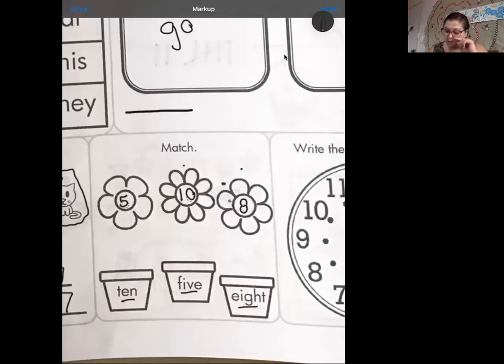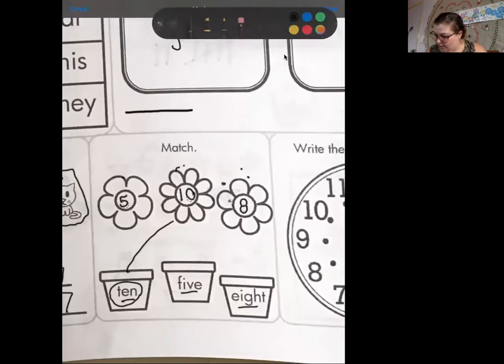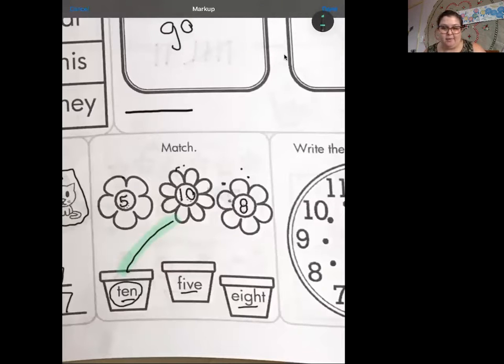I'll do 1 with you. 10. Let's find the number 10. Which one is it? Oh, there it is. And you can draw in green, remember? You can make it a stem if you want. A green stem. Okay, so you're gonna do the other 2 on your own.